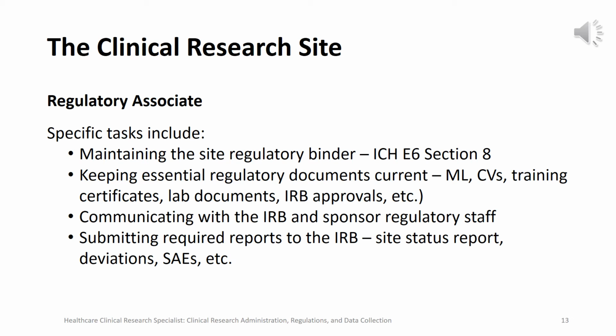These would include medical licenses, curriculum vitae, training certificates, lab documents, IRB approvals, any document that's going to have an expiration date. Medical licenses expire. They have to be renewed in most states every 2 years. CVs need to be signed by that individual within a 2-year period. So if it's coming up on that 2-year period, then that CV needs to be updated and needs to be signed with a current signature from that individual.